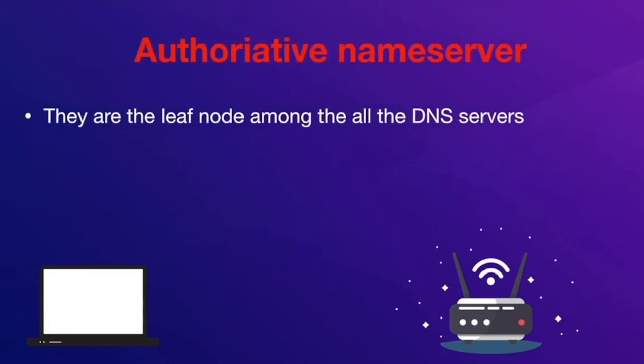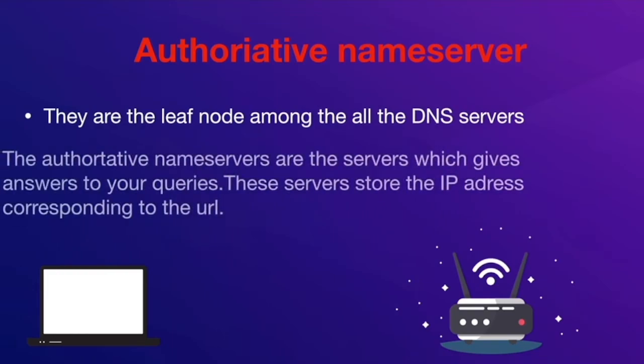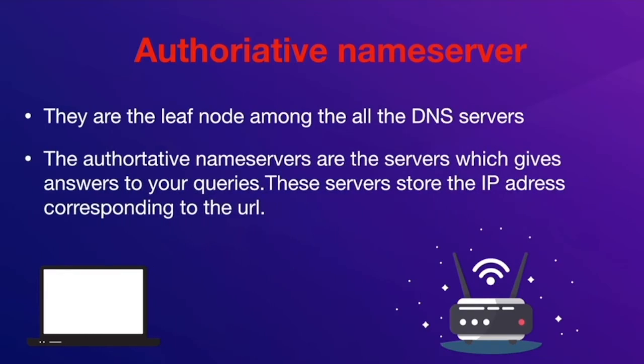Authoritative name servers are the leaf nodes of all the DNS servers. These are the servers which provide answers to all the queries. And generally the authoritative name servers are managed by the domain provider. So generally AWS Route 53 or GoDaddy, the places from where we purchase domains, manage the authoritative name servers.